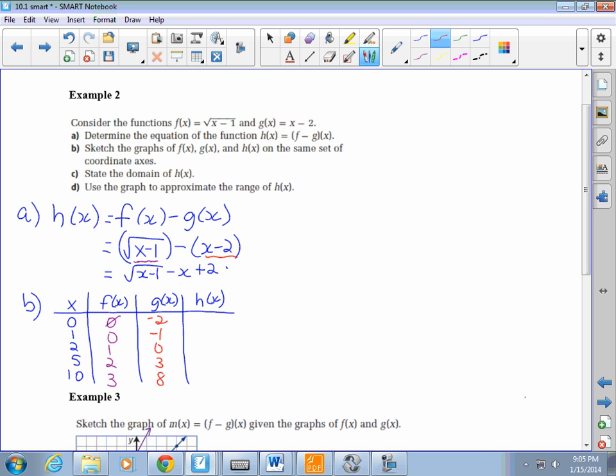So now if I do h of x, remember h of x is equal to f of x minus g of x. If I look at my first one, I have an undefined minus -2. Well, I can't do anything, so that's undefined. So this is my h of x relation. 0 minus -1 is a positive 1. 1 minus 0 is 1. 2 minus 3 is -1. 3 minus 8 is -5. So those are the values that I would use to graph these.